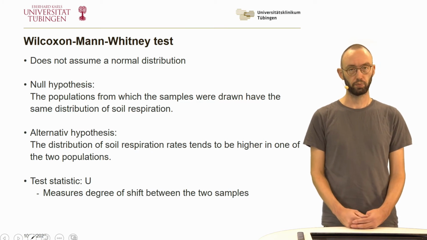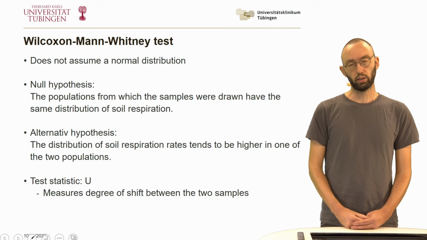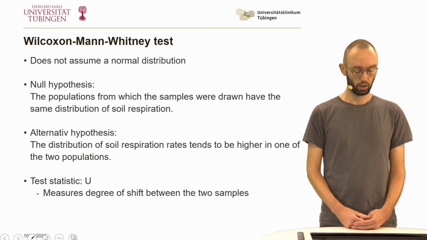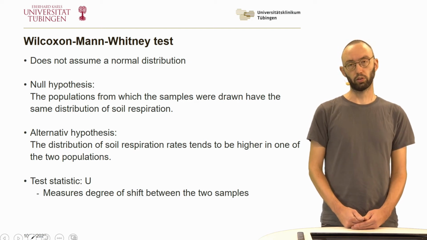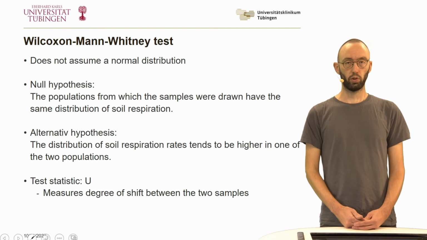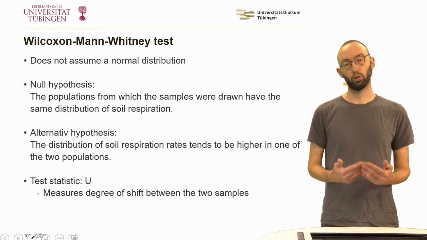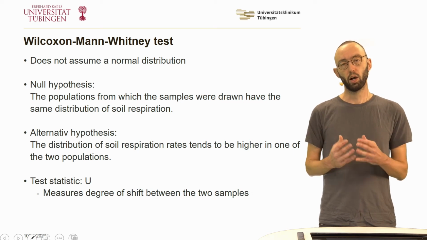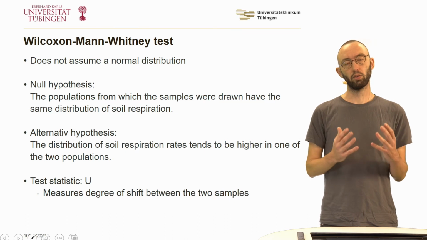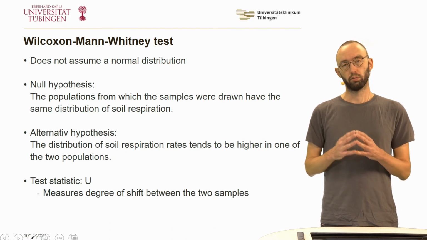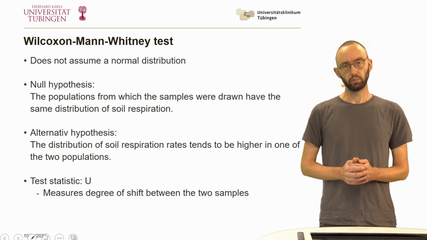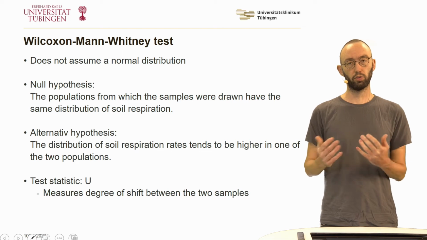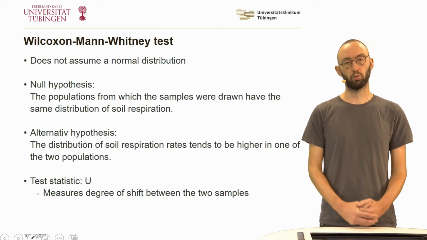Of course, this is already adapted to our example, but you can imagine how this can be phrased more generally. The Wilcoxon-Mann Whitney test has a test statistic which is called U, and it measures the degree of shift between the two samples. To this end, we simply count for each data point in one of the two samples how many data points in the other sample are smaller than it. And then we sum all these values up, and we take the smaller of the two or the larger of the two, depending on which book you look into.